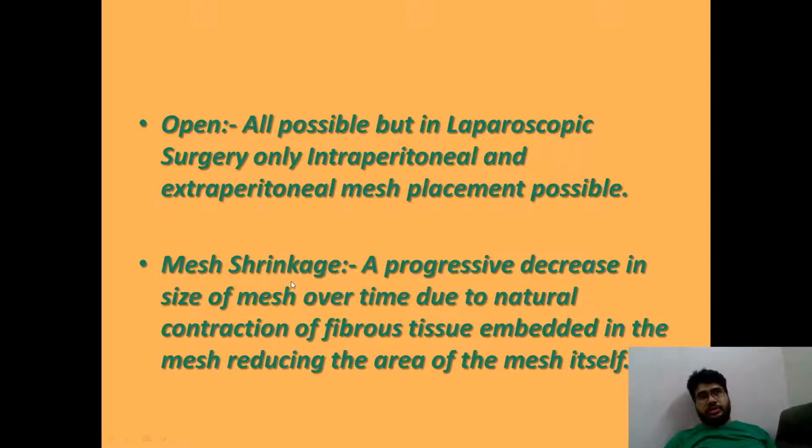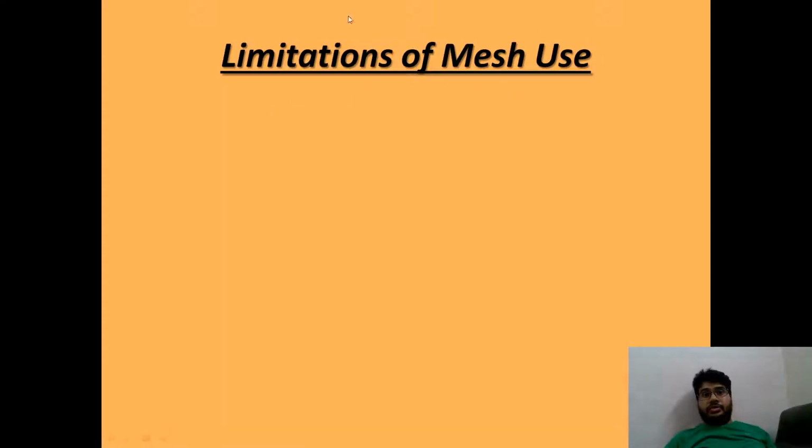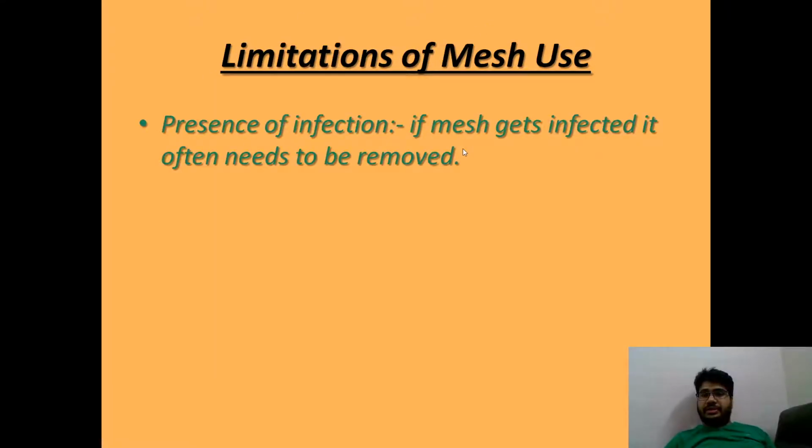Mesh shrinkage, you have known, this is the most important property of a mesh. It is a progressive decrease in the size of the mesh over time due to natural contraction of the fibrous tissue embedded in the mesh. Reducing the area of the mesh itself, it is a cause of recurrence. Limitations of mesh use. One of the most important limitations is presence of infection. So if the mesh gets infected, it often needs to be removed. So you should remember that if there is infection and there is hernia and you are operating on it, mesh should not be placed.